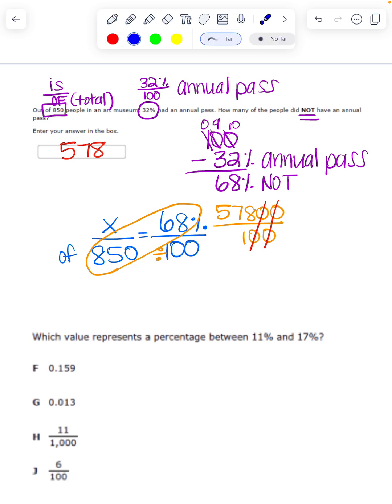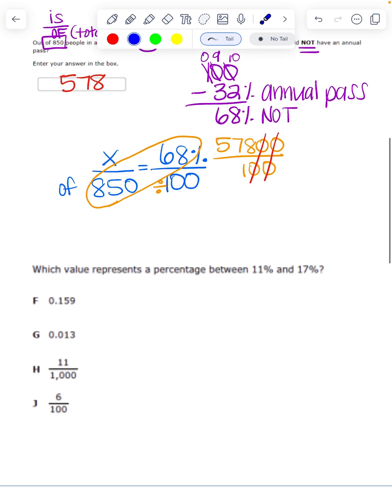So big things to remember: when you see a percent, automatically put it over 100, okay, and then label it. What was it? Annual pass. Percent over 100, label it. All right, if you see of in a number, of represents total and goes on the bottom of a fraction. So you can see we put that of 850 on the bottom. And then again, after I labeled it, I realized, oh, 32% is an annual pass, but we are looking for how many did not. How did I find not? I simply subtracted. All right, and cross multiply and divide. That is percent proportions, guys.